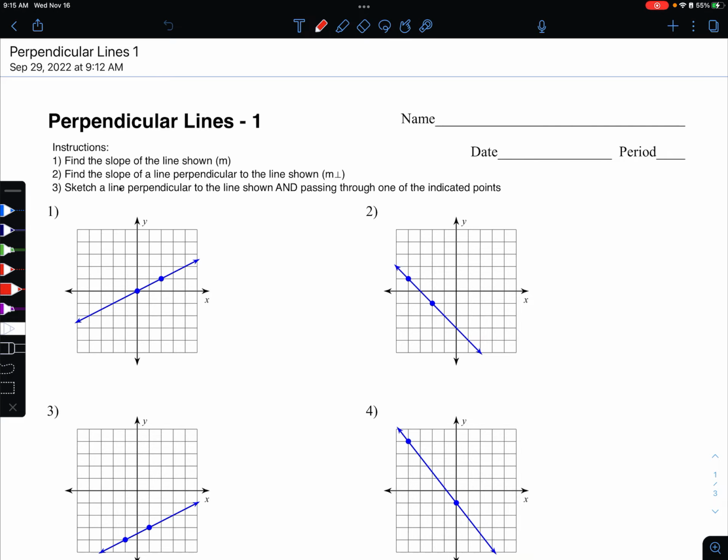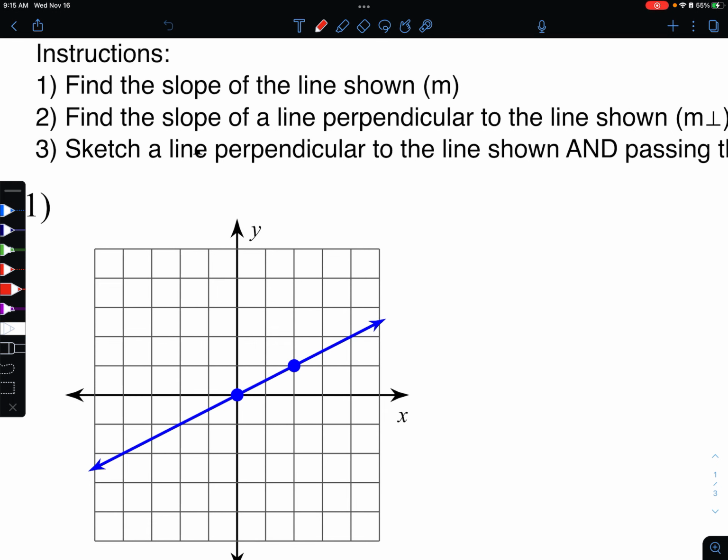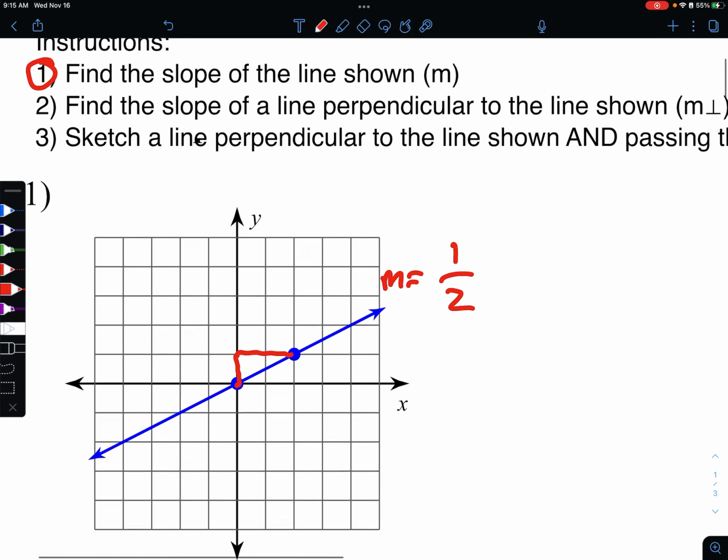So find the slope of the line shown. Remember, slope is rise over run. So from this dot up, that's 1. And then over is 2. And up is a positive direction, and to the right is a positive direction. So that's the slope. That's number 1. Find the slope. Number 1. So m, I should write it, equals 1/2.